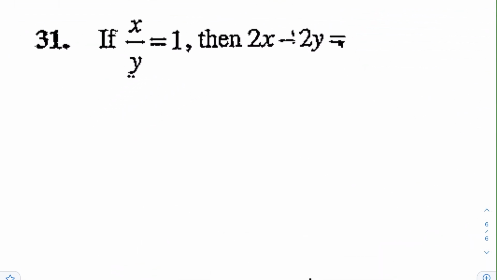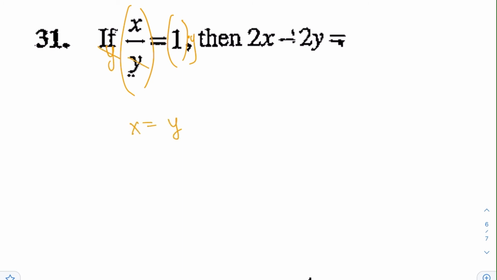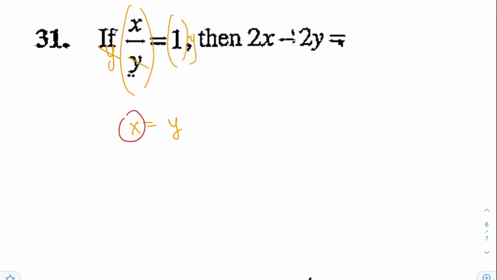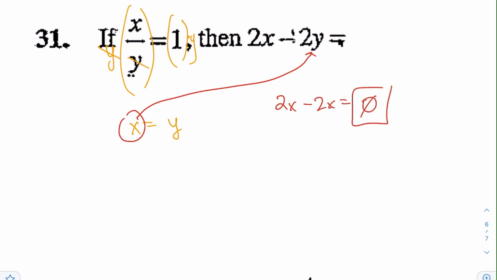Next, for number 31: if x divided by y is equal to 1, then 2x minus 2y is equal to what? So here you can multiply both sides by y, and when you do that, you get that x is equal to y. So once you know that x is equal to y, you can just do a substitution. You can replace y with x, so this turns into 2x minus 2x, which is always equal to 0.